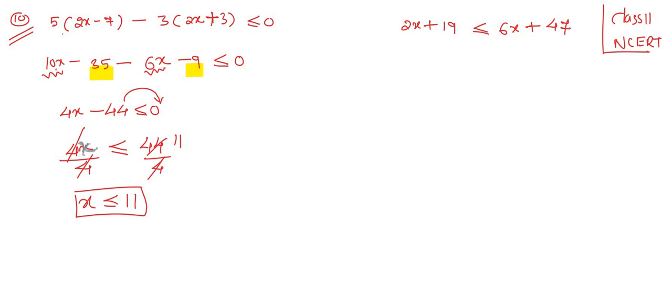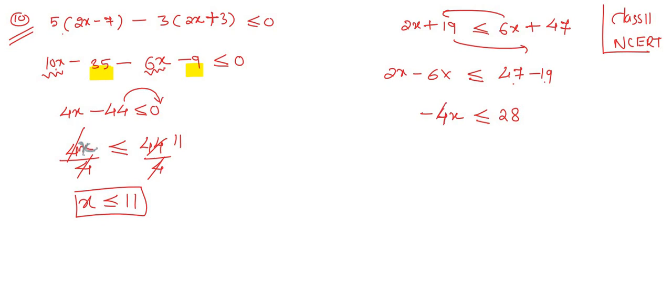In this, let me collect this here and this here. So 2x minus 6x less than or equal to 47 minus 90. So how much will it become? This minus this is minus 4x, correct? Less than or equal to this minus this, which is minus 28. We don't want minus 4. So how to change it? We have to divide it by minus 4, to cancel the minus 4, and 28 by minus 4.